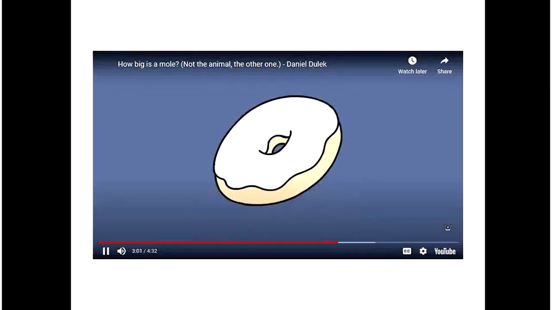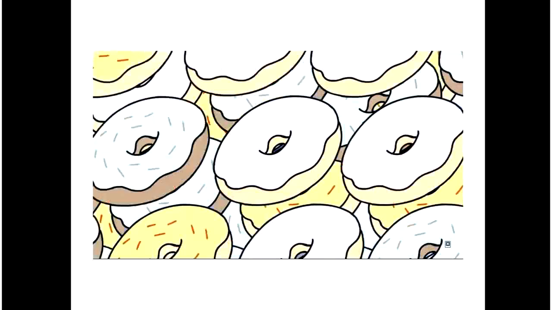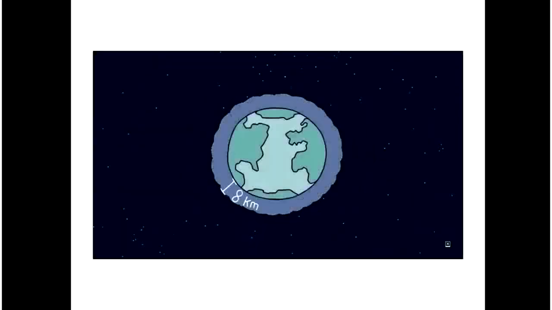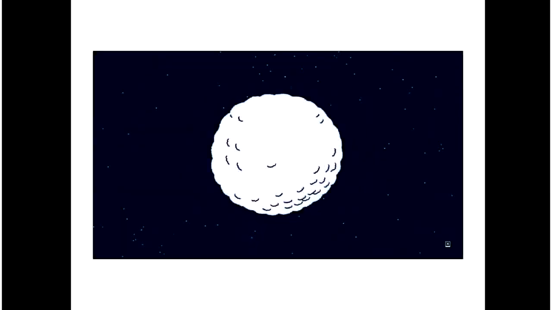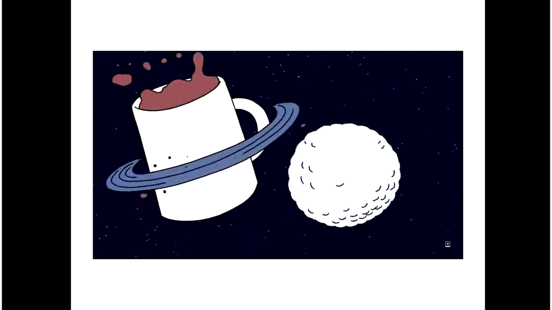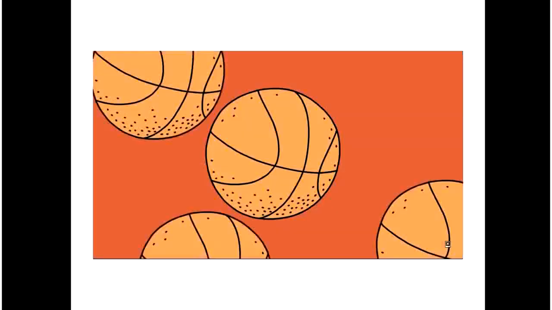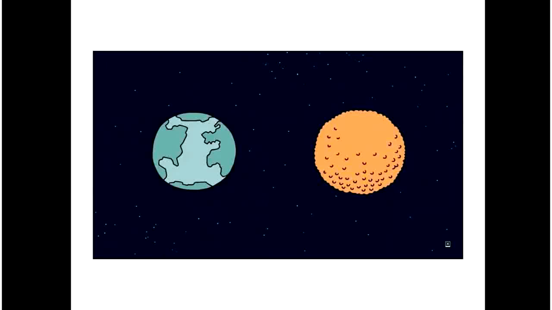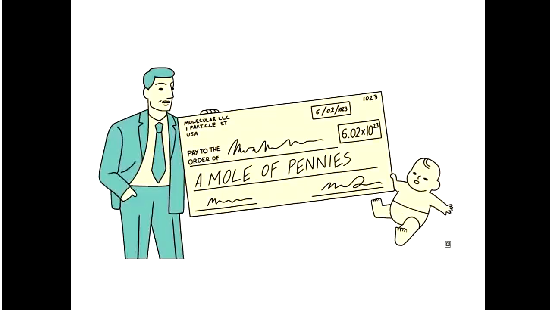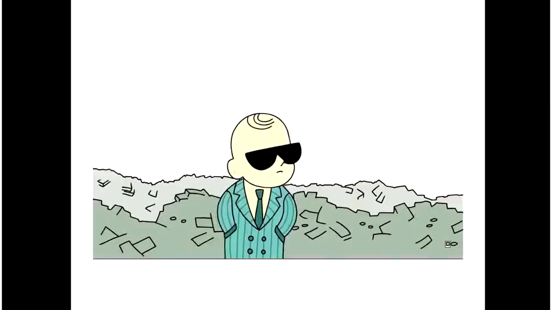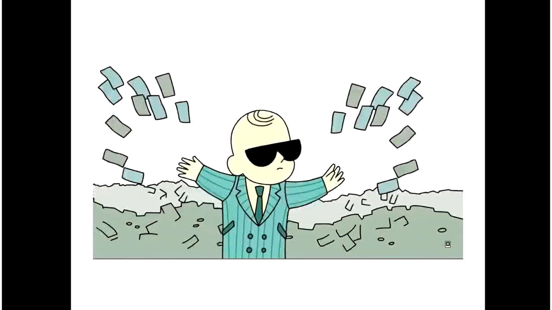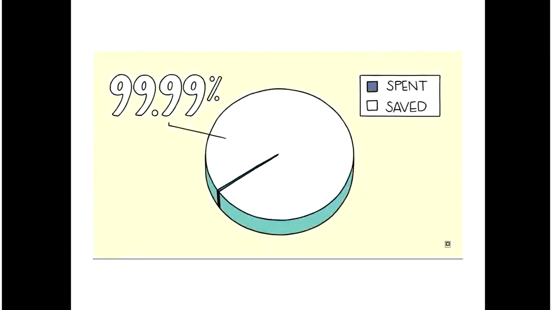Exchange the water particles for donuts. If you had a mole of donuts, they would cover the entire Earth to a depth of 8 kilometers, which is about 5 miles. You'd really need a lot of coffee for that. If you had a mole of basketballs, you could create a new planet the size of the Earth. If you received a mole of pennies on the day you were born and spent $1 million a second until the day you died at the age of 100, you would still have more than 99.99% of your money in the bank.